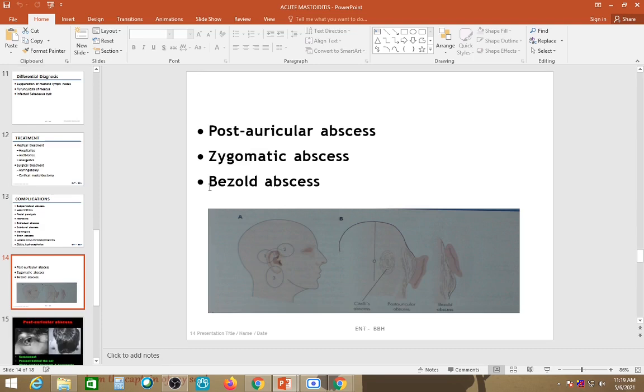The post-auricular abscess. You can see the post-auricular abscess, zygomatic abscess, and basal abscess.